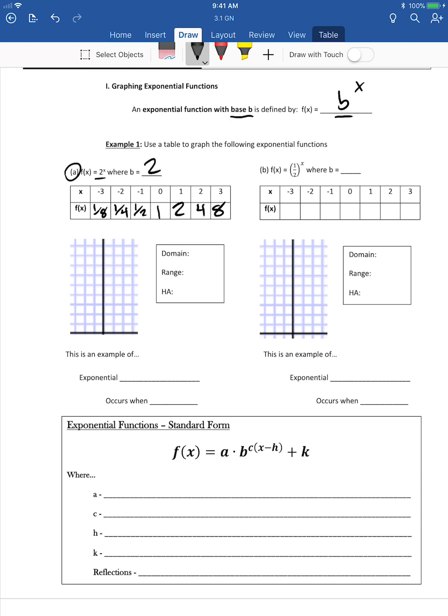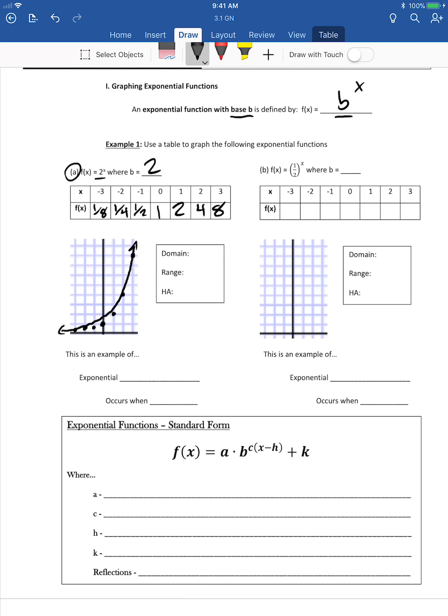So let's go ahead and plot these points. Negative 3, 1 over 8. Negative 2, 1/4. Negative 1, 1 half. 0, 1. 1, 2. 2, 4. And then 3, 8. And then we connect our points. Unless you're me and you can't connect dots. So here's the graph of f of x equals 2 to the x.